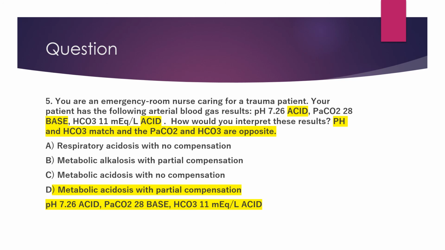Your pH is 7.26, and this is an acid. Your PaCO2 is 28, and it is a base. Your bicarb is 11, and it is an acid. So our pH and our bicarb match. So it's a metabolic disturbance. There is partial compensation because the PaCO2 is a base and the bicarb is an acid, and so those are opposite, so they are partially compensating.